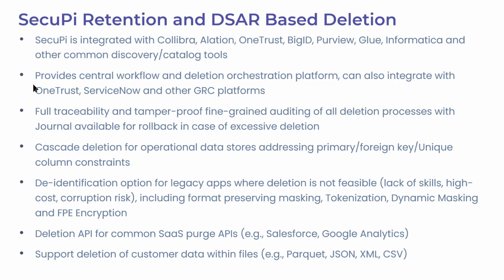Second, we provide a central workflow and deletion orchestration platform. This can be integrated with OneTrust, ServiceNow, and other GRC platforms. Third, we have full traceability. That means we take very good care of the deletion process. And in any case something goes wrong, we can always roll back.